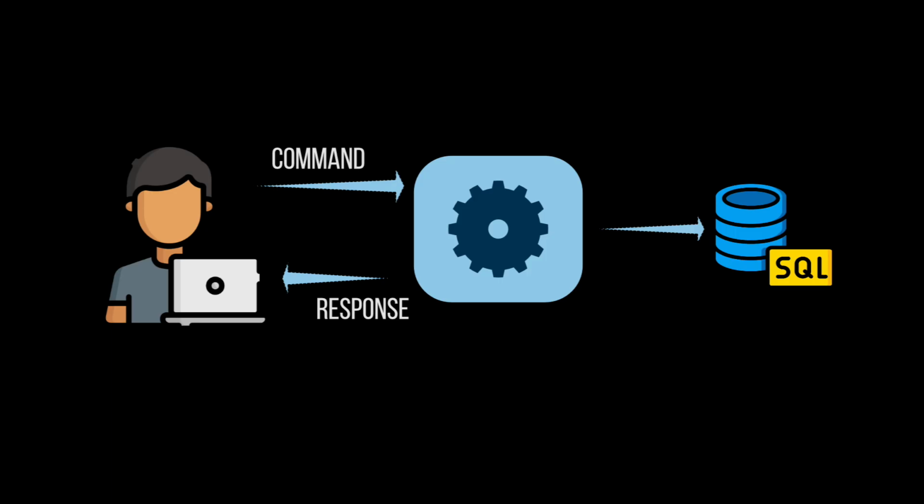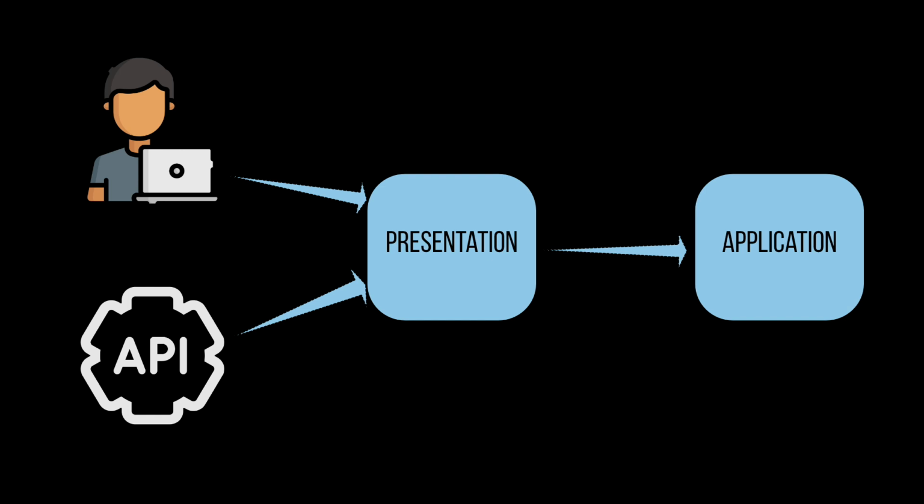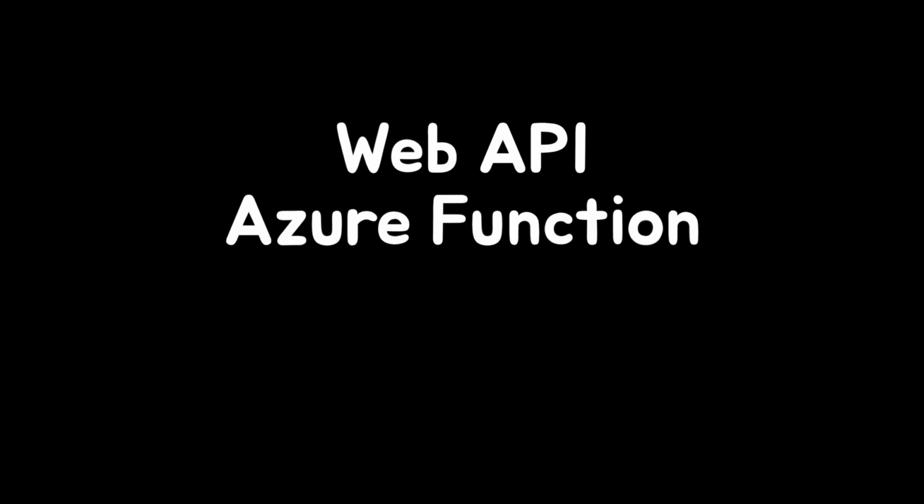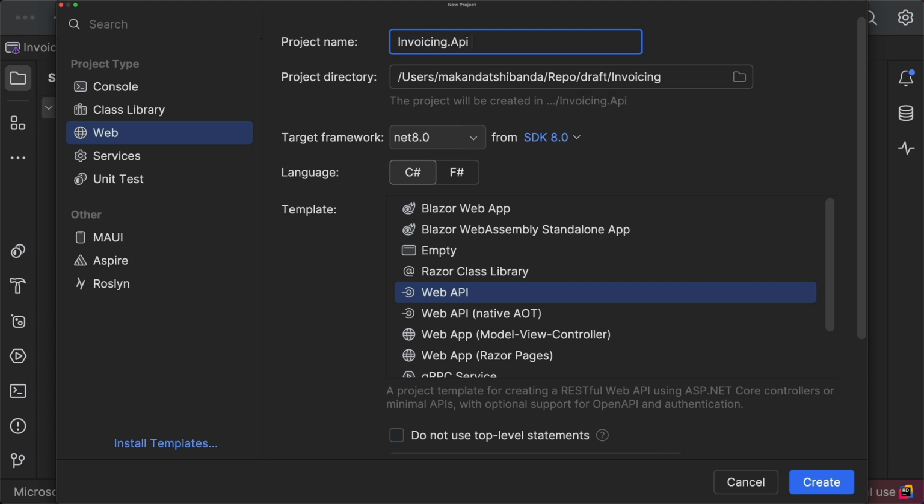Now it's time to figure out how users interact with our app. This is where the presentation layer comes in. The goal of this layer is to handle inputs from users or external applications. You can build it with a web API, an Azure function, or any UI framework. In this video, we're using a web API.